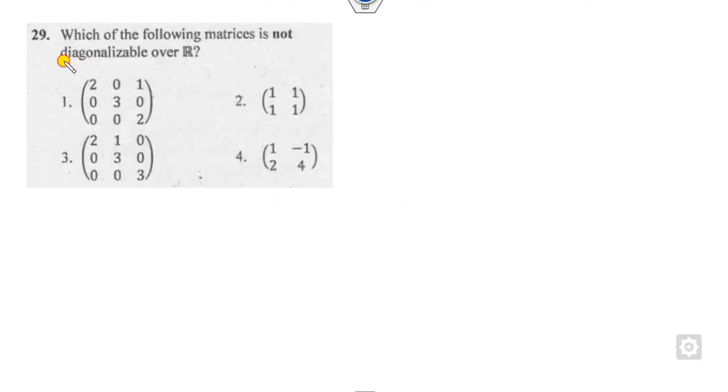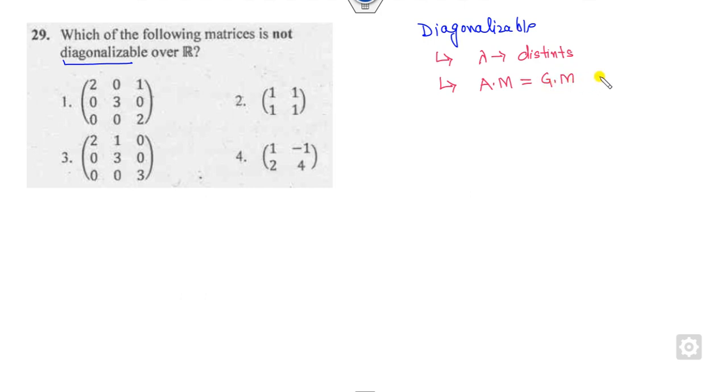Okay, which of the following is diagonalizable? How can you check whether the matrix is diagonalizable or not? There are two ways. Find the eigenvalues. If they are distinct, then it is diagonalizable. Otherwise, find the algebraic multiplicity and geometric multiplicity of the eigenvalue. If both are the same, then it is diagonalizable.